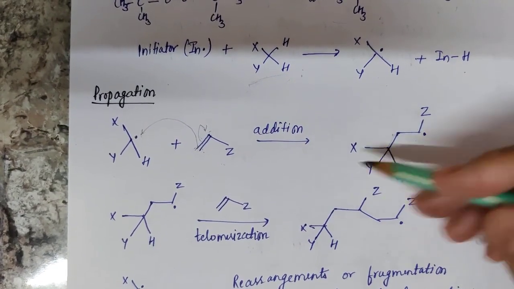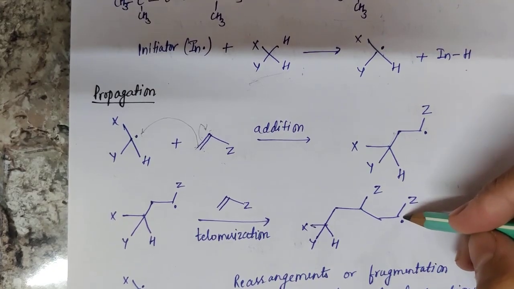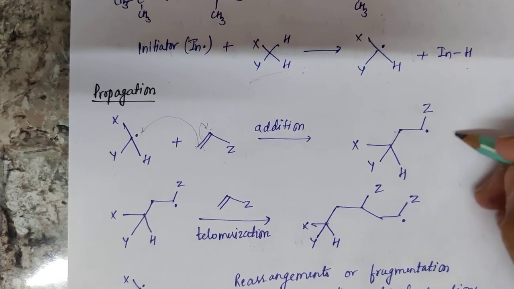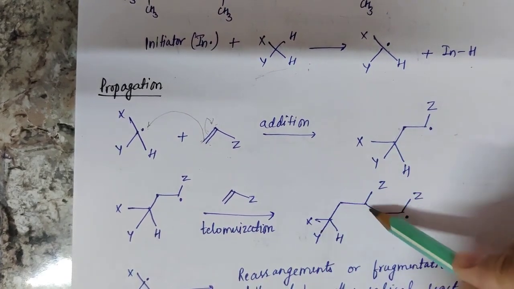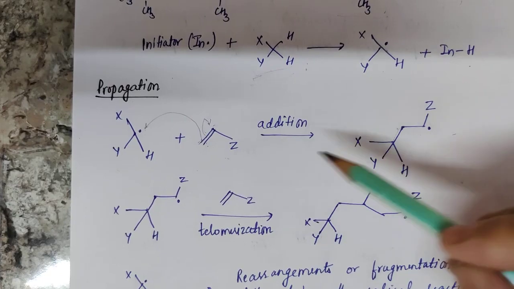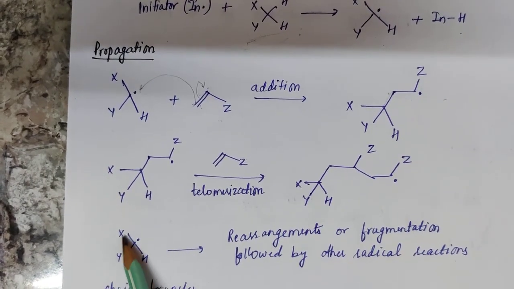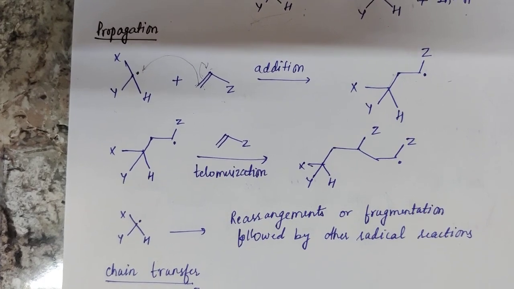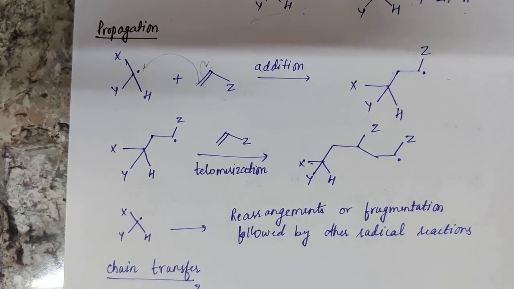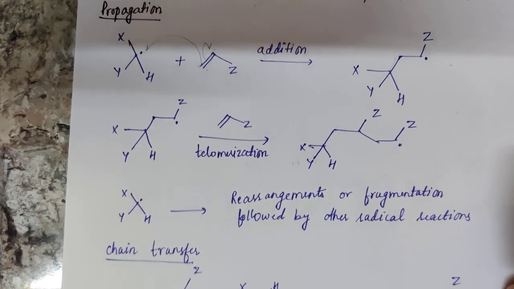Now further more additions can take place. Again, next reactant molecule will come and combine with it. There are other possibilities. Depending upon what the XY groups are here, this could get rearranged, fragmented, and undergo different kind of radical reactions. It's just a simple general mechanism that is shown here.